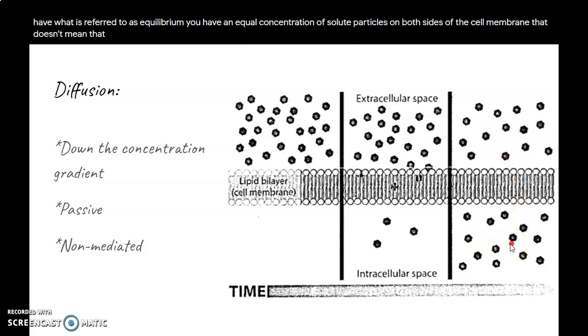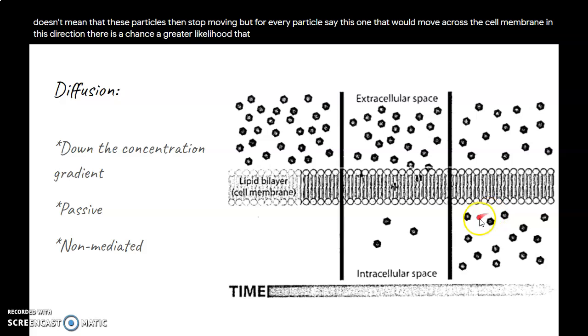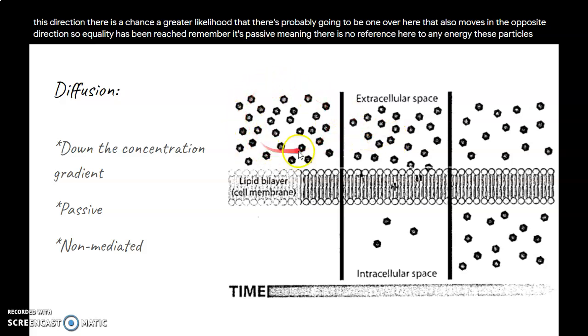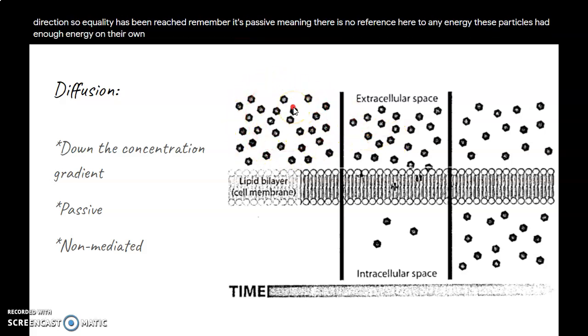That doesn't mean that these particles then stop moving, but for every particle, say this one, that would move across the cell membrane in this direction, there's probably going to be one over here that also moves in the opposite direction. So equality has been reached. Remember, it's passive, meaning there is no reference here to any energy. These particles had enough energy on their own to cross the cell membrane, and your body did not have to supply any of it.